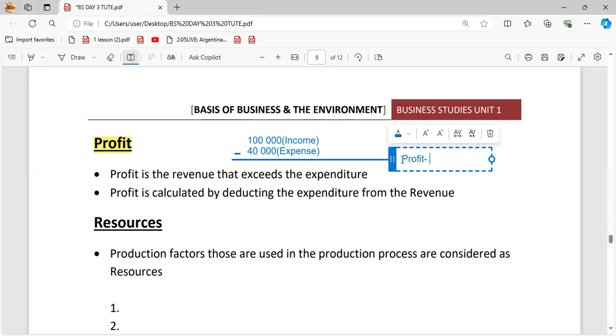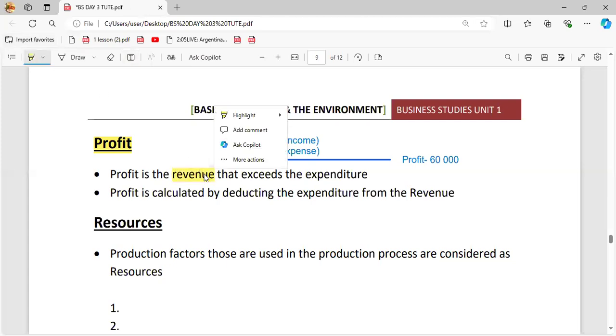Therefore, what is the simple meaning of profit? Profit means how profitable the business is. That means profit is the revenue that exceeds the expenditure. Revenue means income, which in Tamil we call varavu. If the income we are earning exceeds the expenditure, that means there is a profit in your business.